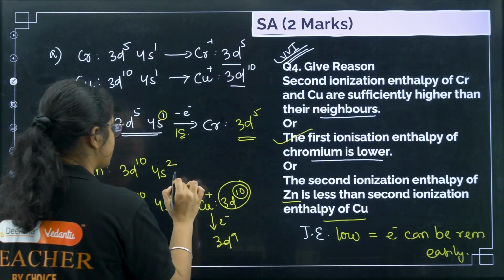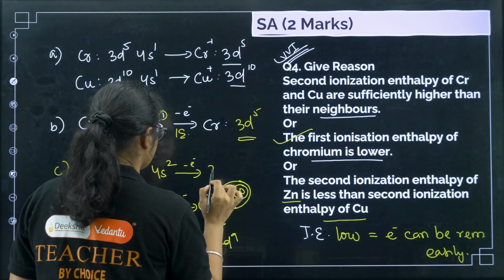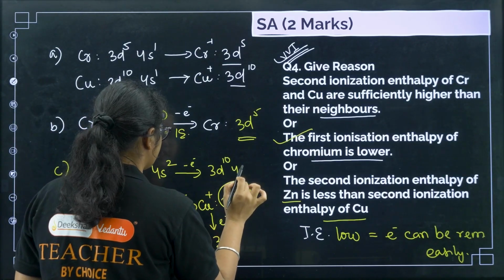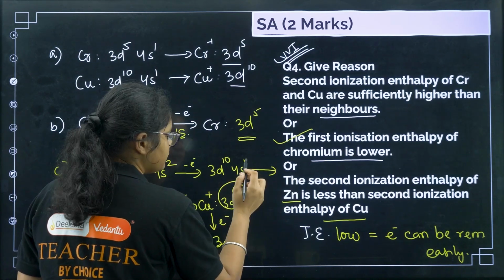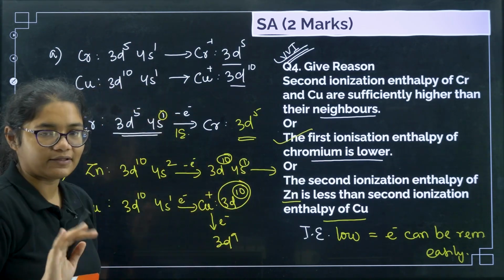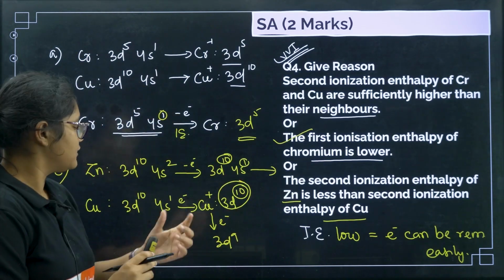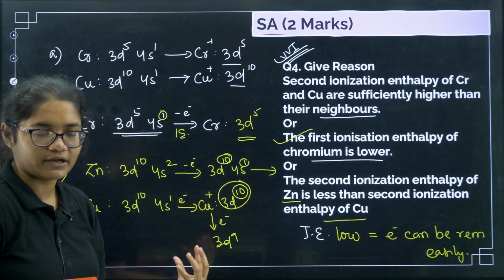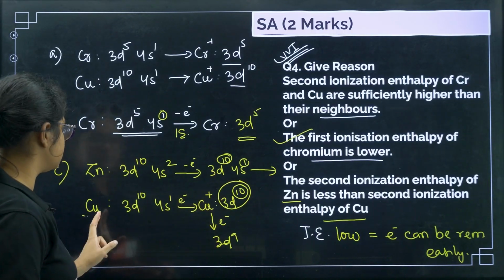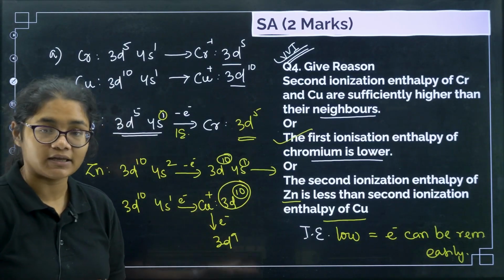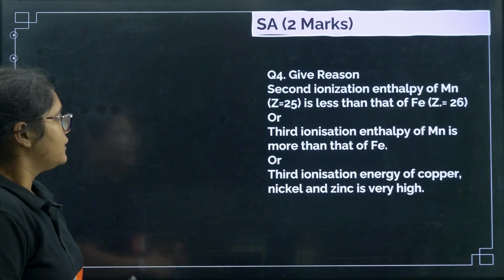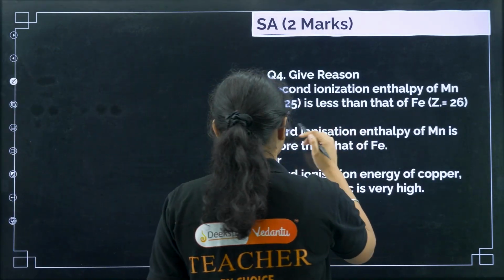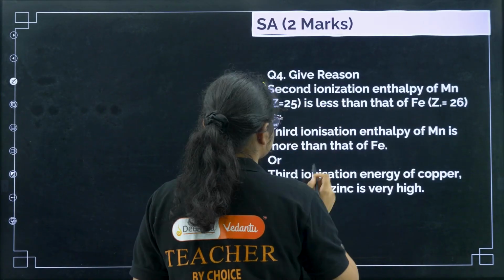But in Zn, first one electron is removed, you get 3d10 4s1. If you remove another electron, the configuration is still 3d10, there is no change in that. But in copper, if you remove one more electron, this stability will be lost. So that is why the second ionization enthalpy of copper is very high. Okay, next question, it is continuing. Some more reasoning questions here.